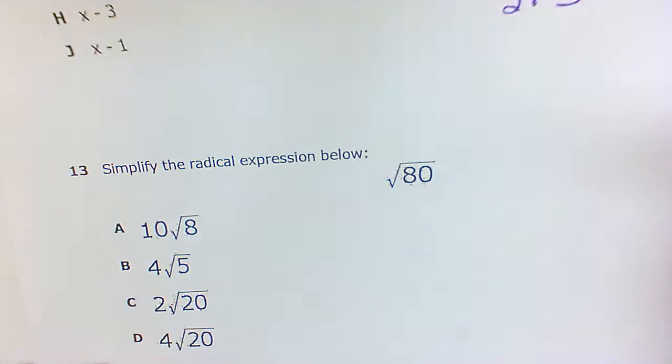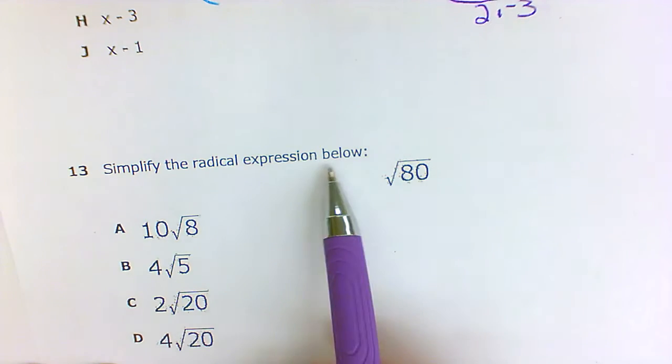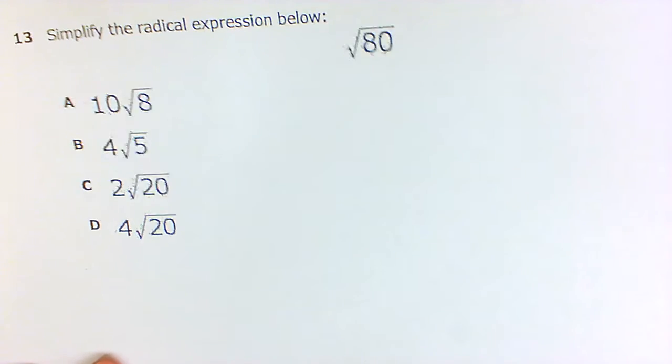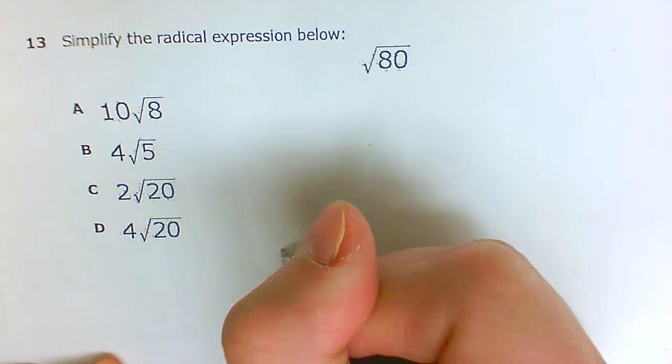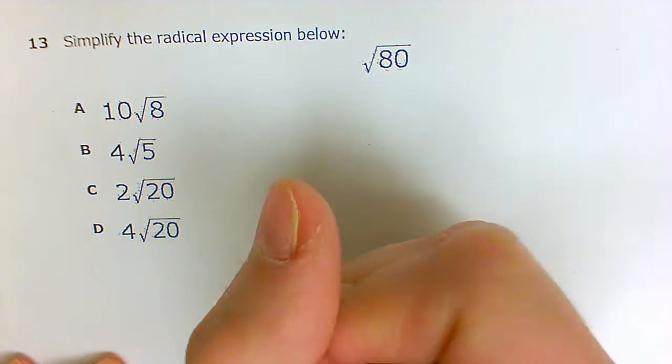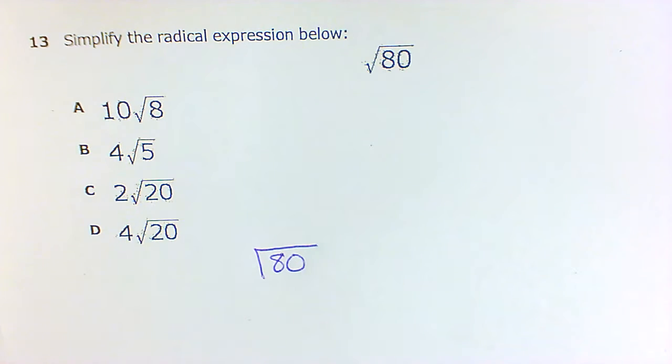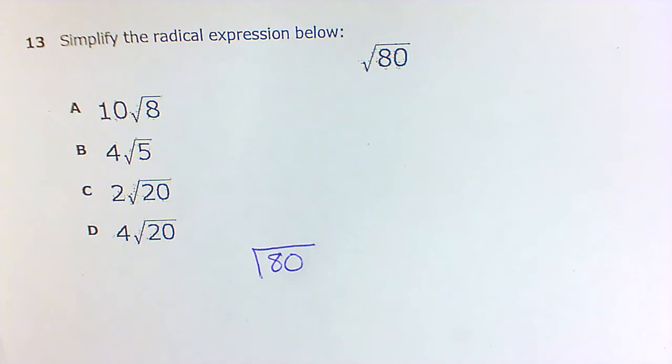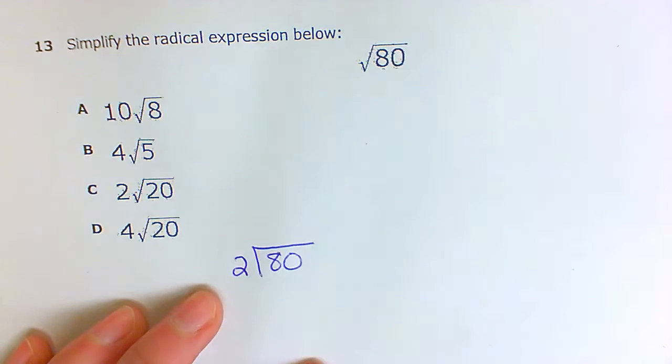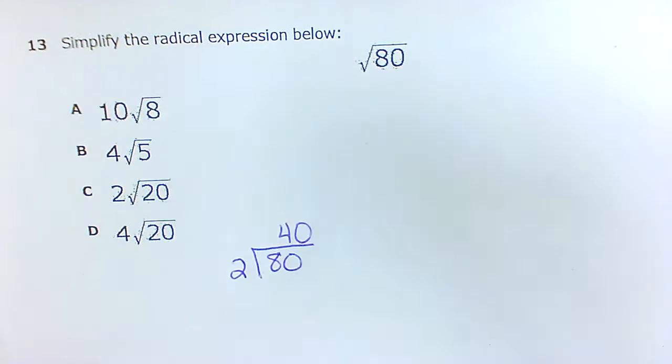Okay. Number 13, simplify the radical expression below. Okay, in order to do these kind of problems, what we did was start off with the original number, and then we started to divide it by prime numbers. Now, you might not memorize what all the prime numbers are, but if it's even, the first thing you need to do is think, okay, I'm going to break this thing up and divide it by 2. So now that gives me 40.